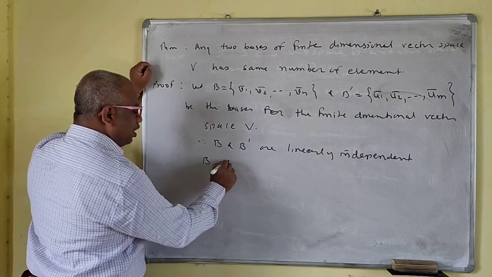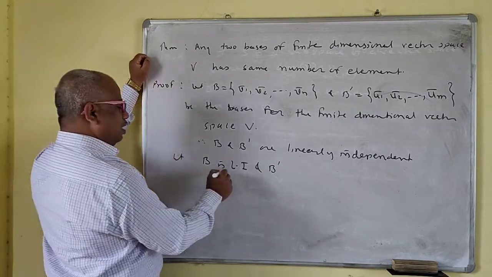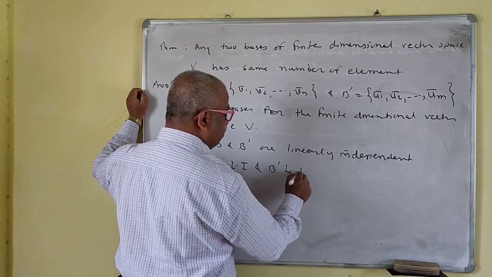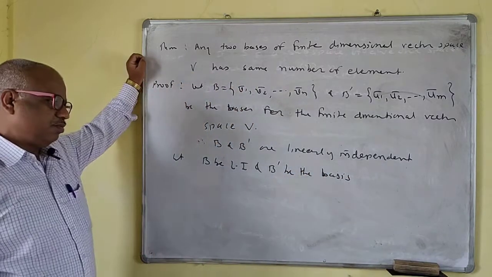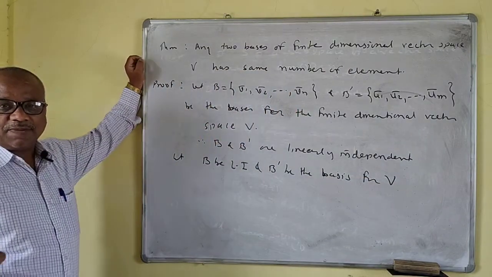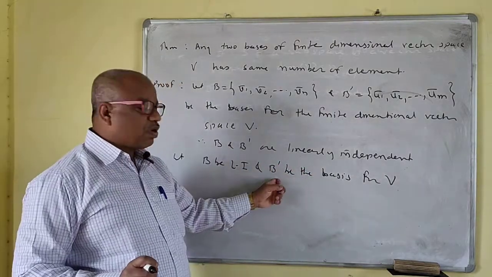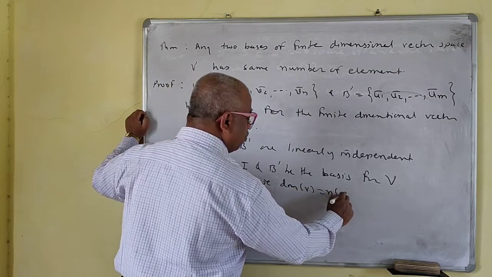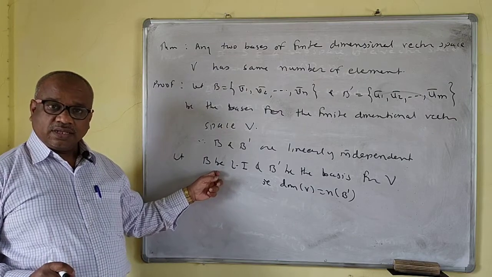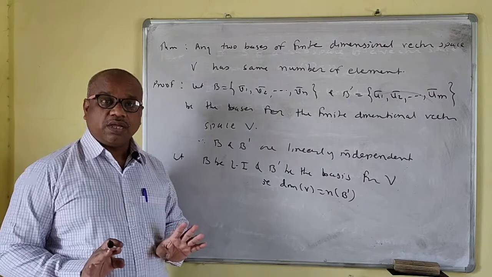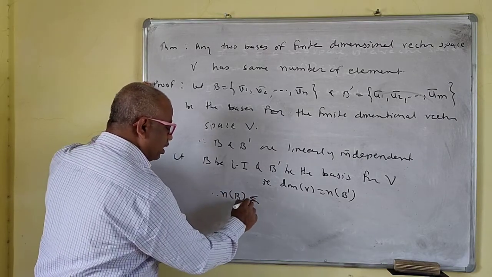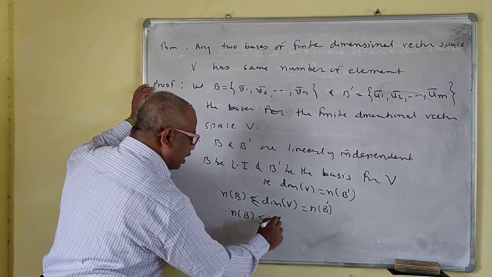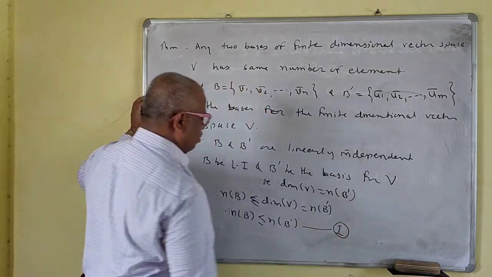So let B be linearly independent and B prime be the basis for V. So now B is linearly independent and B prime is the basis. That means the dimension of V is the number of elements in B prime. Now B is linearly independent, so the number of elements in B is less than or equal to the dimension of V, which is equal to the number of elements in B prime. So the number of elements in B is less than or equal to the number of elements in B prime. We call this 1.